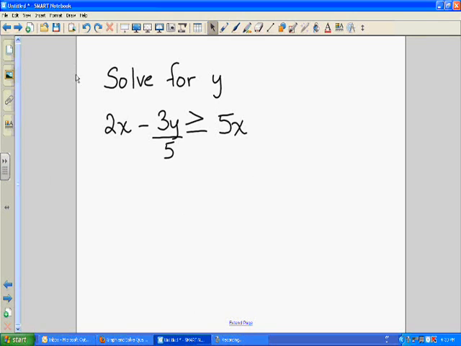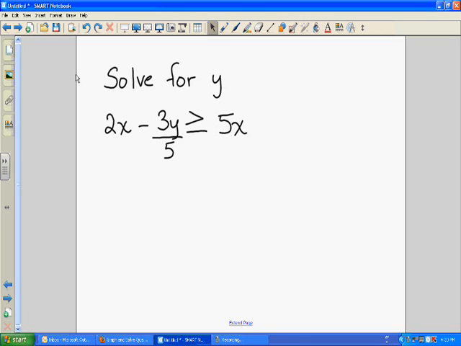For our second example, we're going to be rearranging an inequality so that we have y isolated. Our inequality for this one is 2x minus 3y over 5 is greater than or equal to 5x. Because I'm trying to solve for y, I want to remove everything away from it and do that by canceling out using our opposite operations.